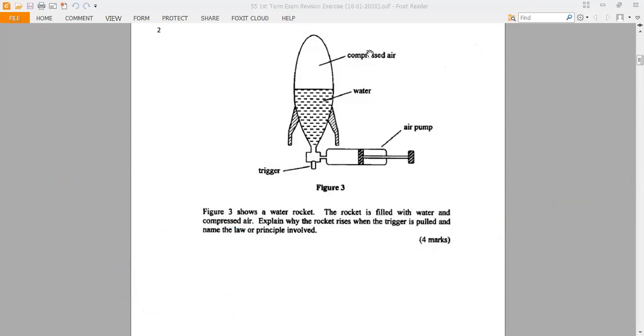Let me clear this. Same thing. I'm standing here. You already know that there is a force acting upward. This force is exerted by the ground on the person. So what should be the reaction force of this normal force?